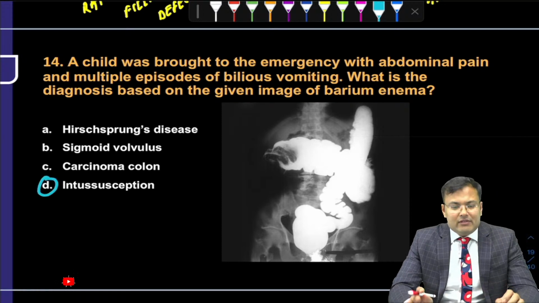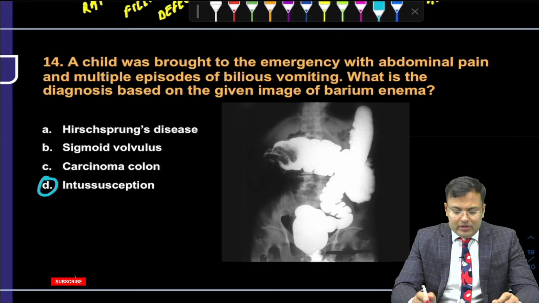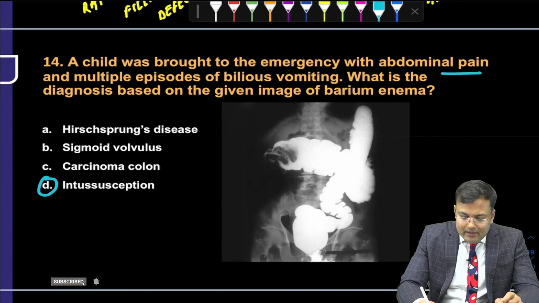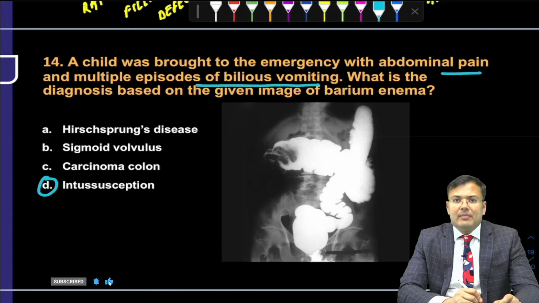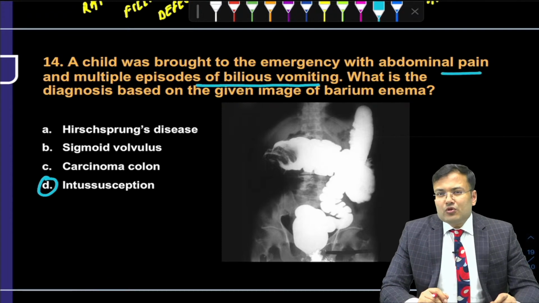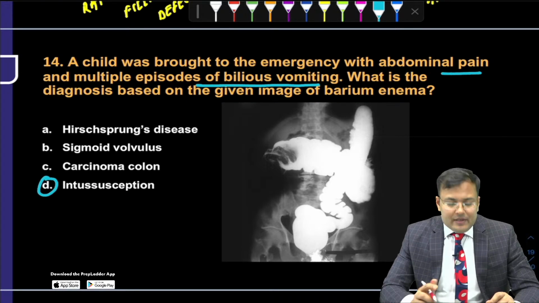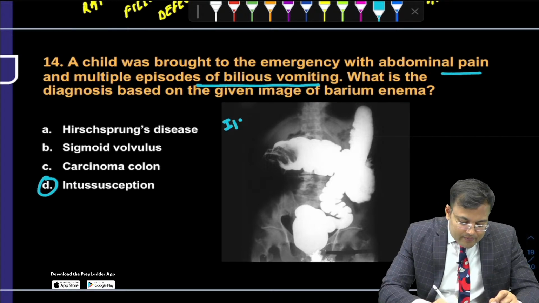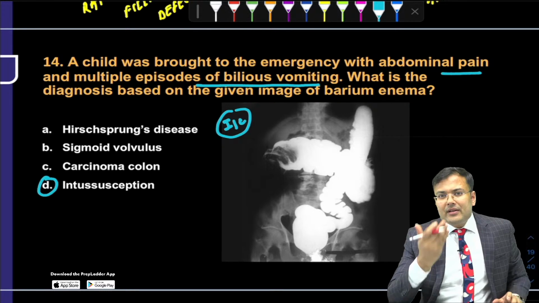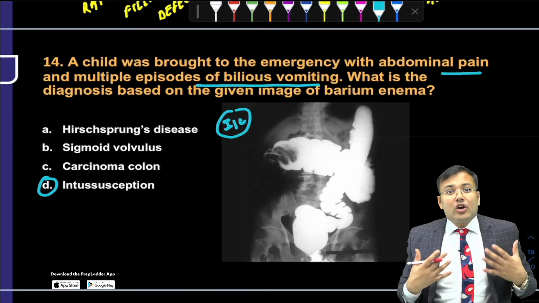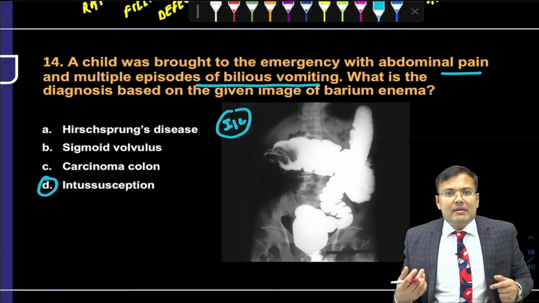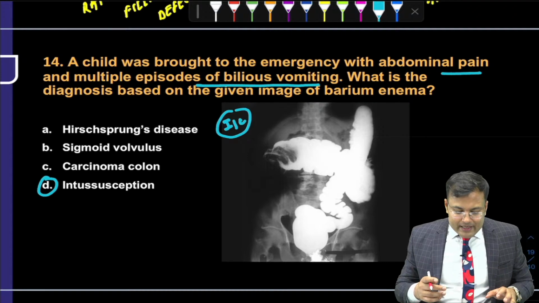Intussusception. Now, see the question. A child was brought to the emergency with abdominal pain and multiple episodes of bilious vomiting. You tell me, what is the most common type of intussusception in children? It is ileocolic. It means the ileum enters into the colon, and that's why there is obstruction.